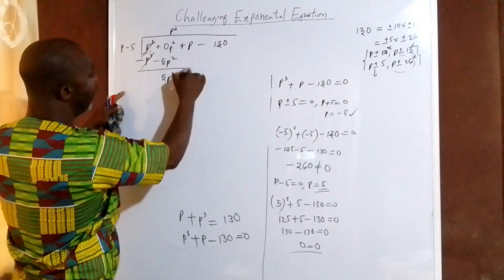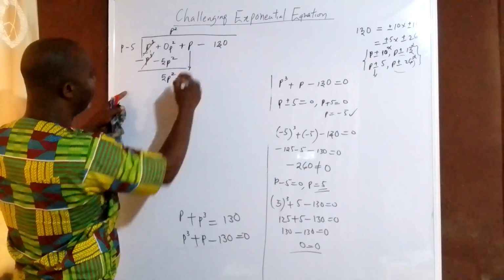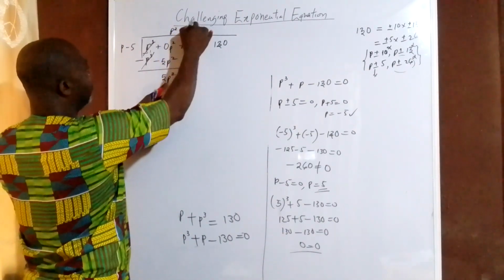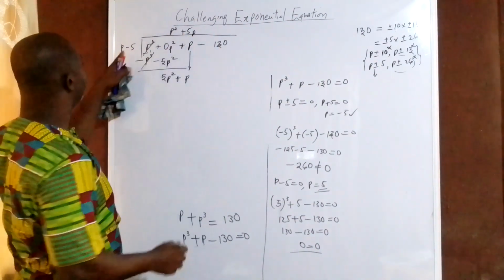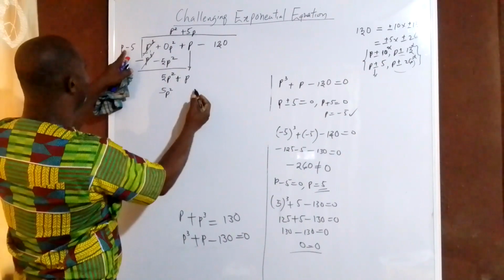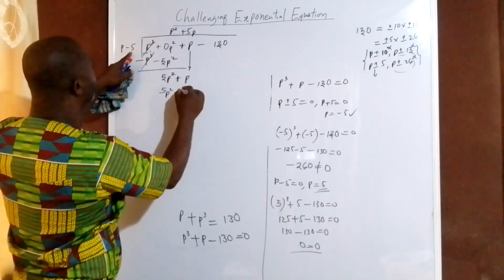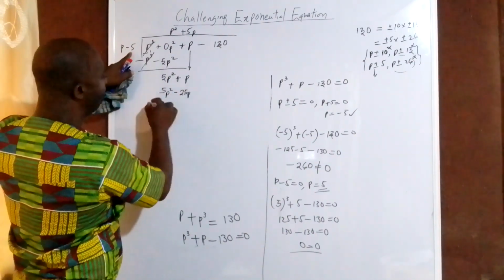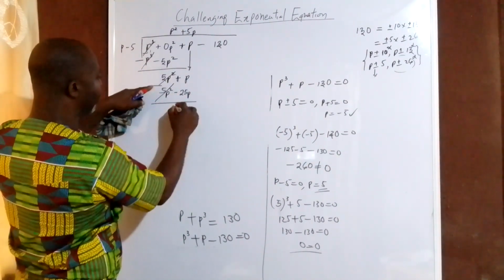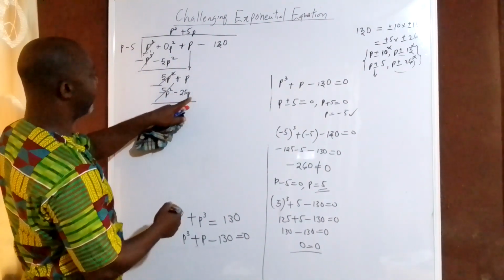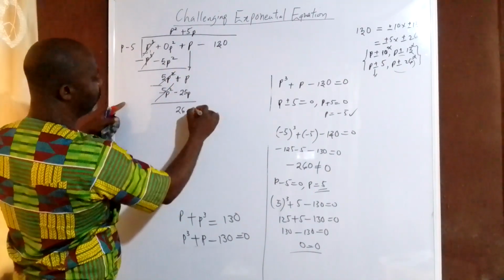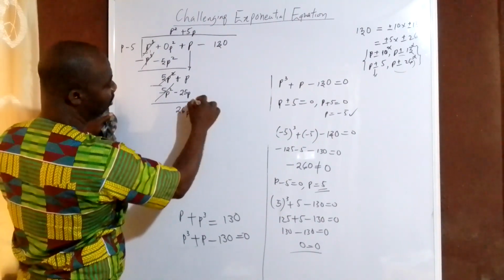Then you bring down p. So p divided into 5p squared will give us 5p. 5p times p will give us 5p squared. 5p times minus 5 will give us minus 25p. So once we subtract that, this and this will go. Minus times minus will give us plus, so plus 25p plus p will give us 26p. And then of course we bring down minus 130.